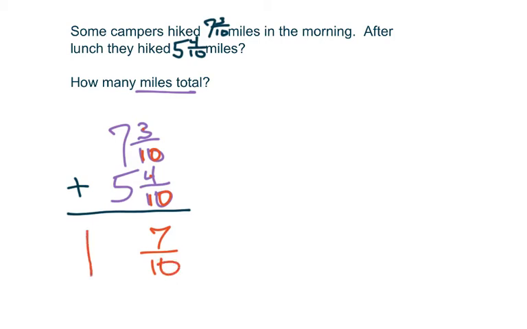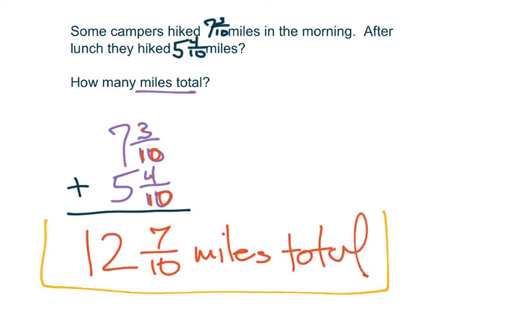And then 7 plus 5 is 12. Now, be careful. Don't box this up because this is a word problem. We must interpret it out and say, that would be 12 7/10 miles. And that I could box up. 12 7/10 miles total. Yeah, that's a good one.